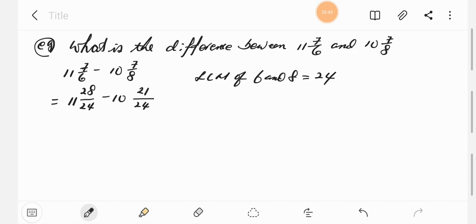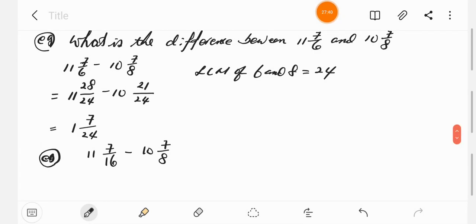Okay, 7/8. What is that? Well, I copied the question incorrectly. It should be 7 over 16. But let's try this and see what happens. Since this is subtraction, you can subtract the whole number part. So 11 minus 10 is 1, and 28 minus 21 is 7, and the denominator is 24. Okay, so that's the result.